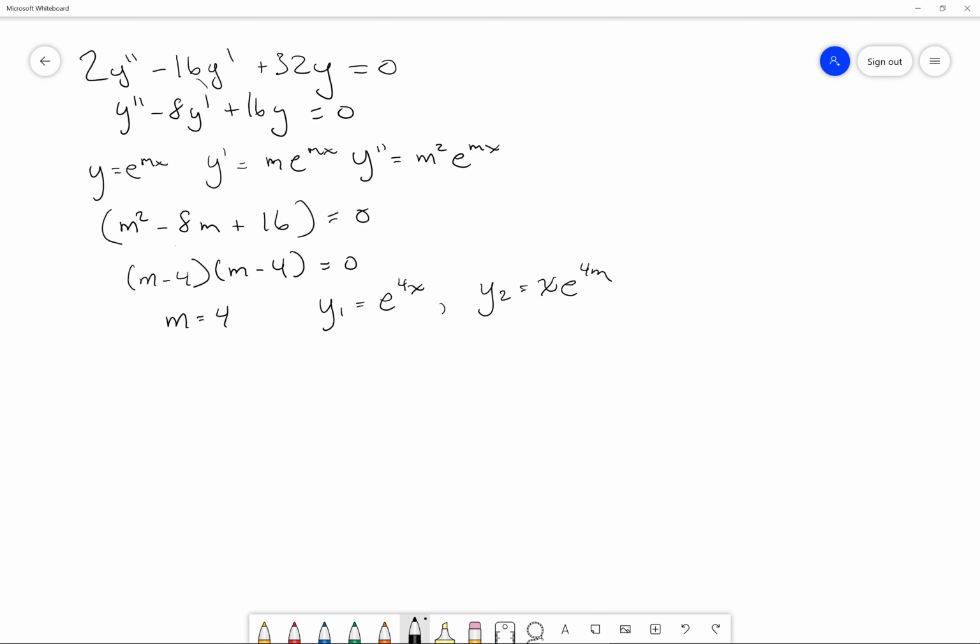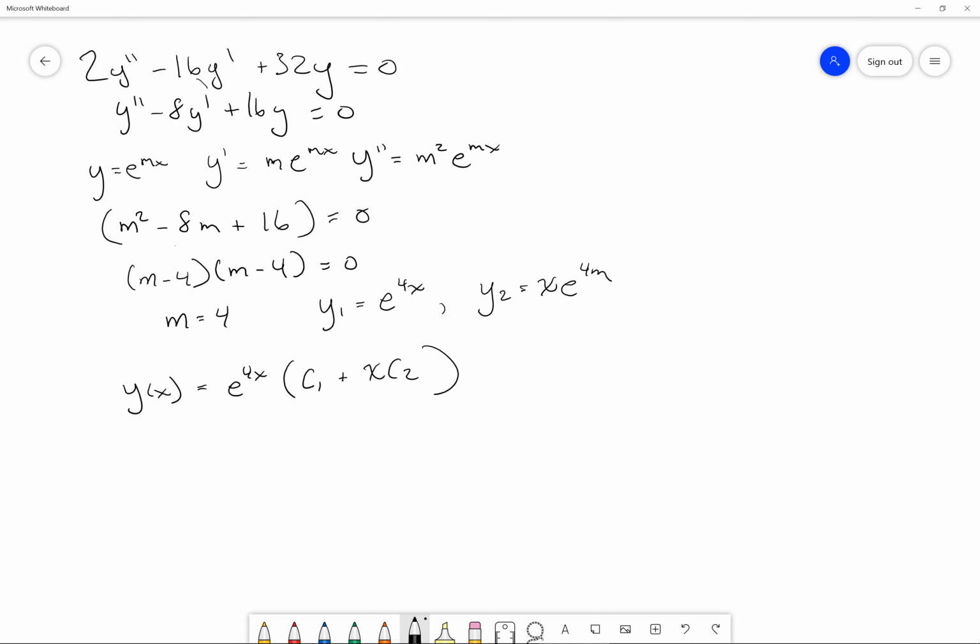Okay, so basically the general solution y is what we said. We said e to the 4x. The formula that we saw was c1 plus x times c2. It would be c1 e to the 4x plus x c2 e to the 4x. And so that's what we found.